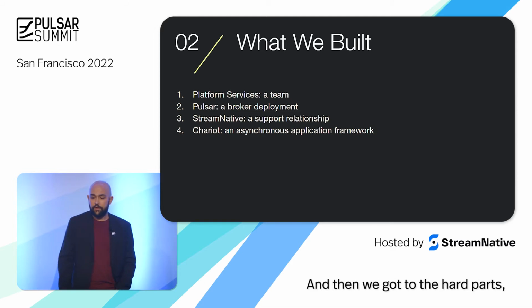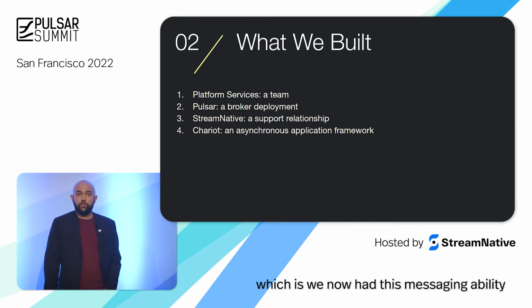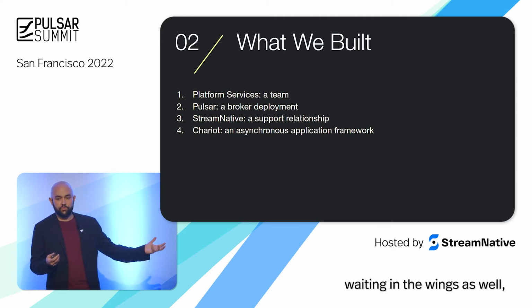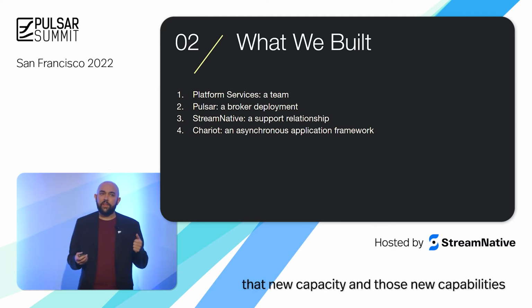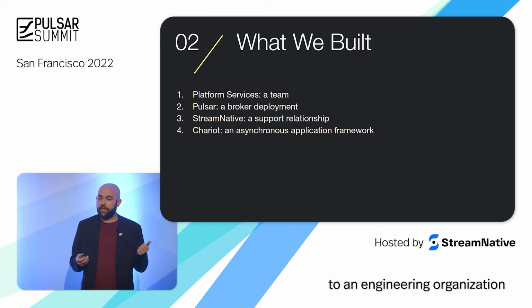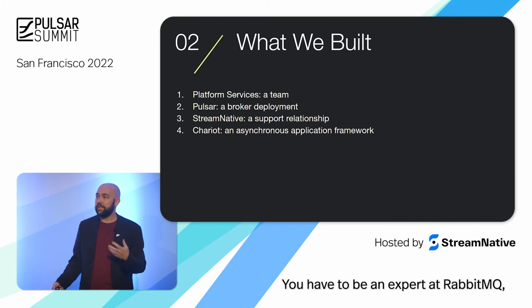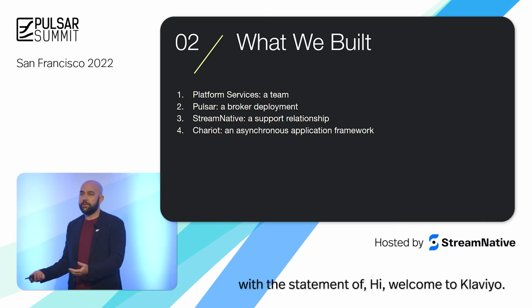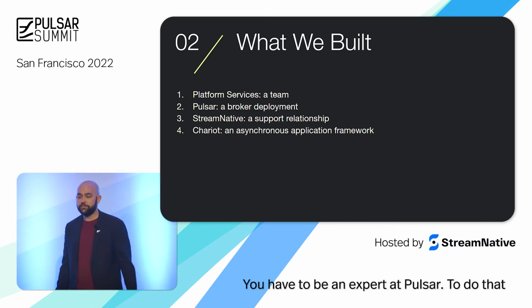And then we got to the hard parts, which is we now had this messaging capability that unlocked all these things we hadn't been able to do previously. We theoretically had a lot more reliability waiting in the wings as well. But we had to figure out how to deliver that new capacity and those new capabilities to an engineering organization without just replacing, hi, welcome to Klaviyo, you have to be an expert at RabbitMQ. You've got to be a senior level RabbitMQ DBA. With the statement of, hi, welcome to Klaviyo, you have to be an expert at Pulsar.